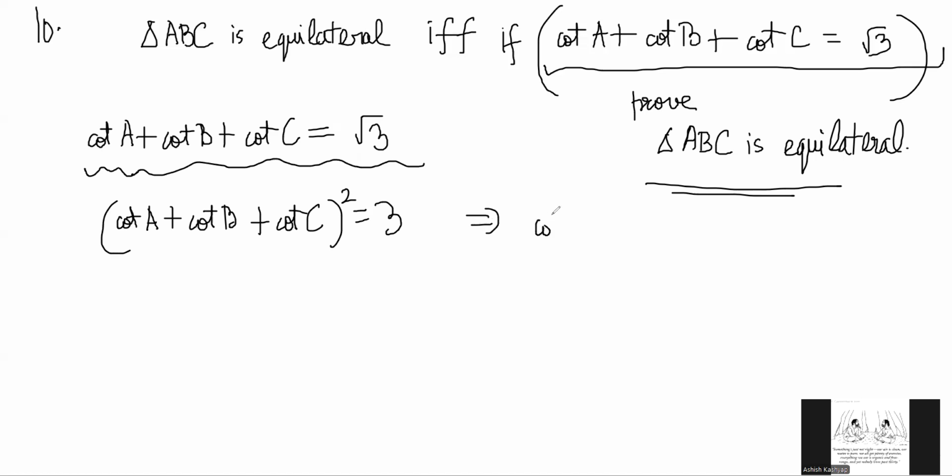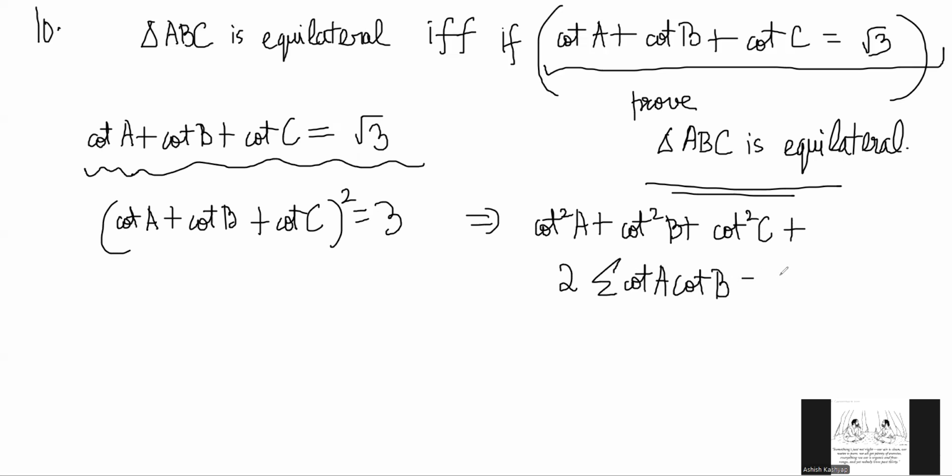So you are getting cot square A plus cot square B plus cot square C plus 2 times summation of cot A cot B, terms like this, right, is equal to 3. Correct? Yes, sir. Now, what can we do here?